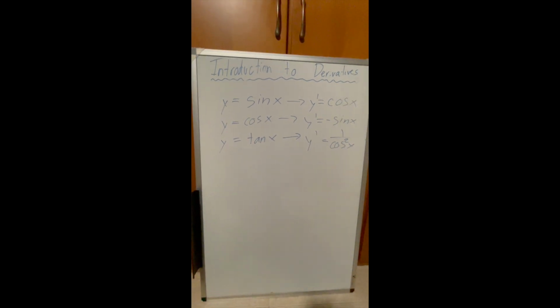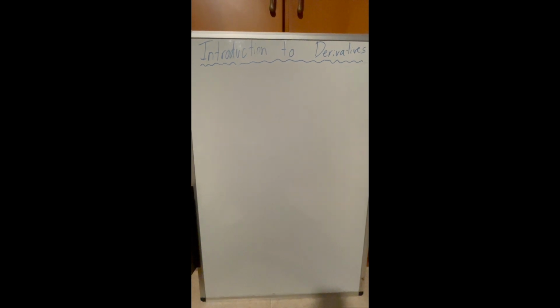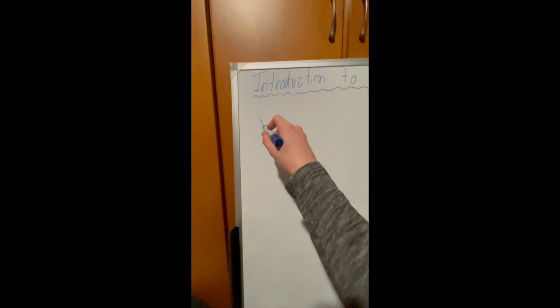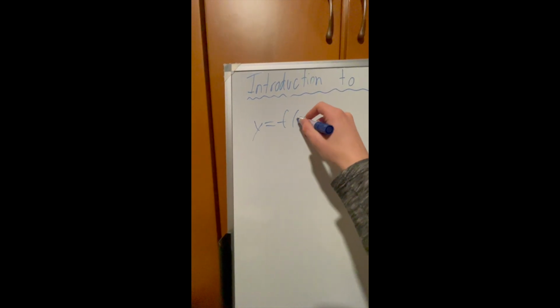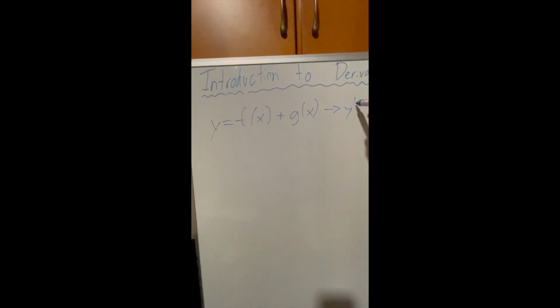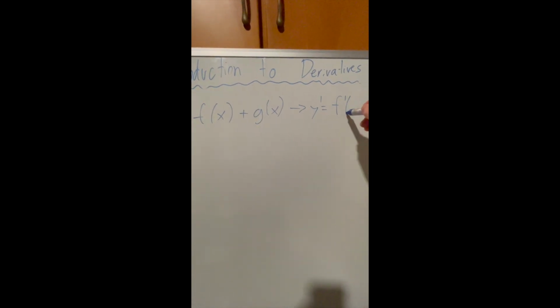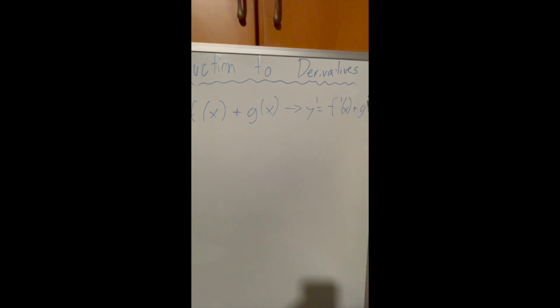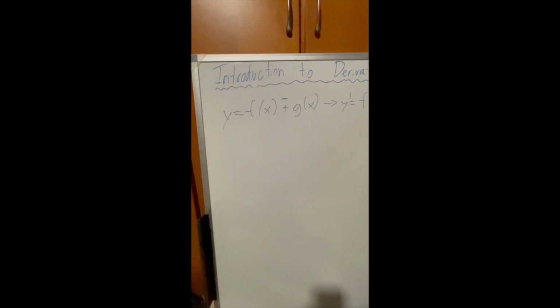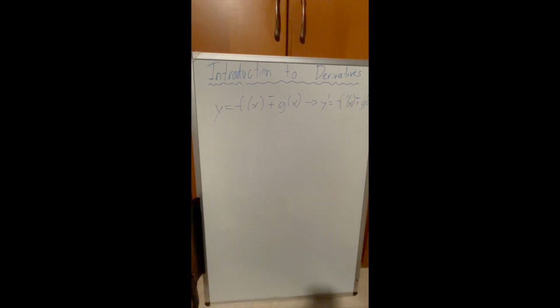Then we have some basic formulas or methods for some processes, and these would be y is equal to f of x plus g of x, and the derivative of this is simply f prime of x plus g prime of x. Same with a negative sign here. This would just be a negative sign over here.